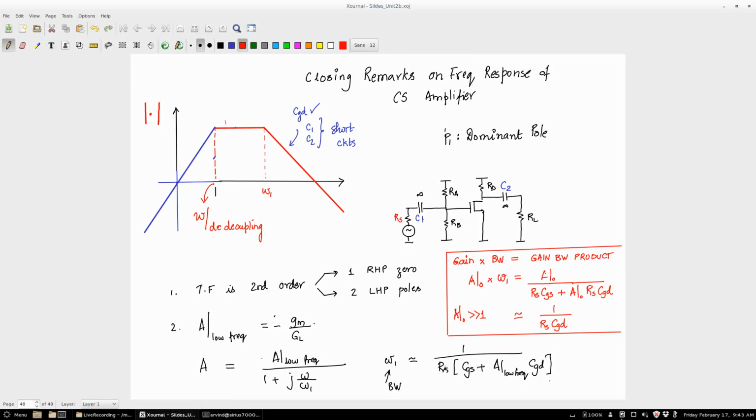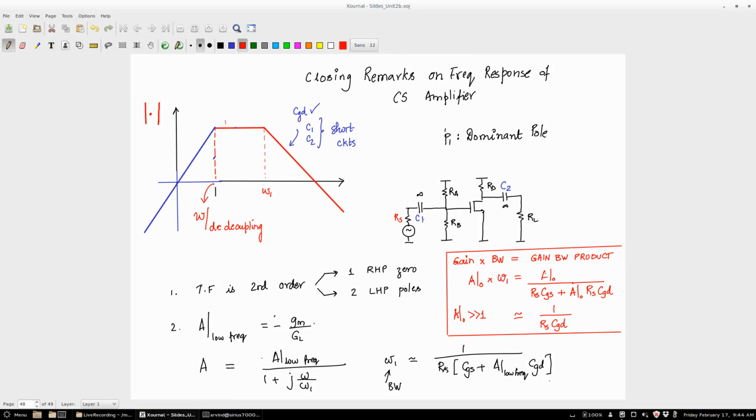Okay, we'll see that again, but just keep it in mind. What this is effectively telling you is that I have a trade-off. I can either have large bandwidth or I can have large gain. If I increase my gain at low frequency a lot, then my bandwidth is going to get killed. If I keep my low frequency gain low, then I am going to get higher bandwidth. Okay, so that's a trade-off, very important, right?